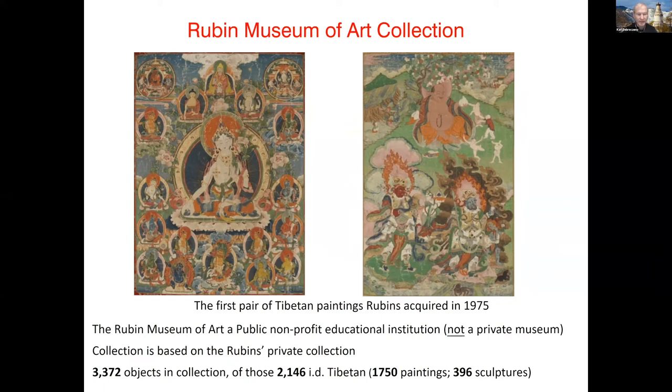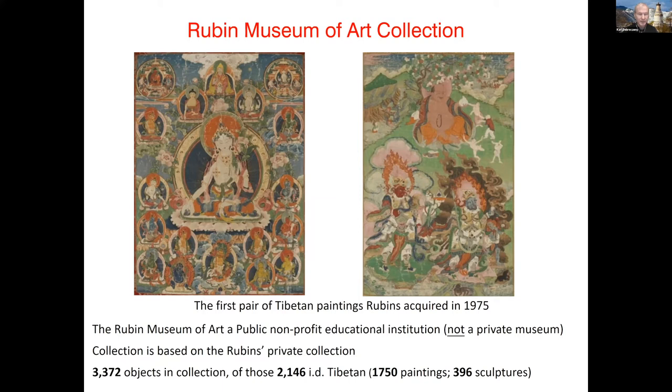The breakdown: there are about 3,370 objects in the collection, and of those, 2,146 are identified as Tibetan. 1,750 of those are paintings or 2D, while the remaining are sculptures or 3D objects, including masks and furniture. In other words, more than three quarters of the collection are painting or two-dimensional, and many of them are later 18th and 19th century works, which is slightly different than some other collecting emphasis in other institutions.